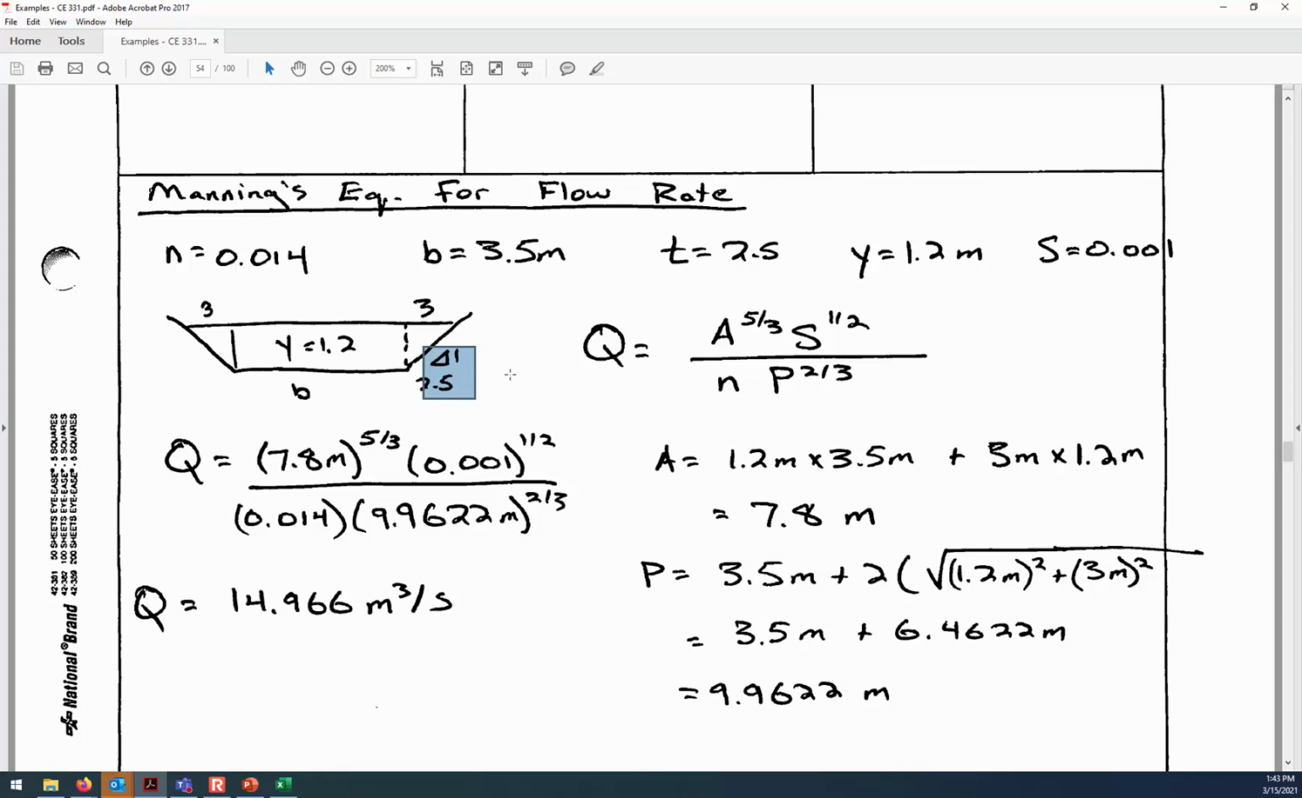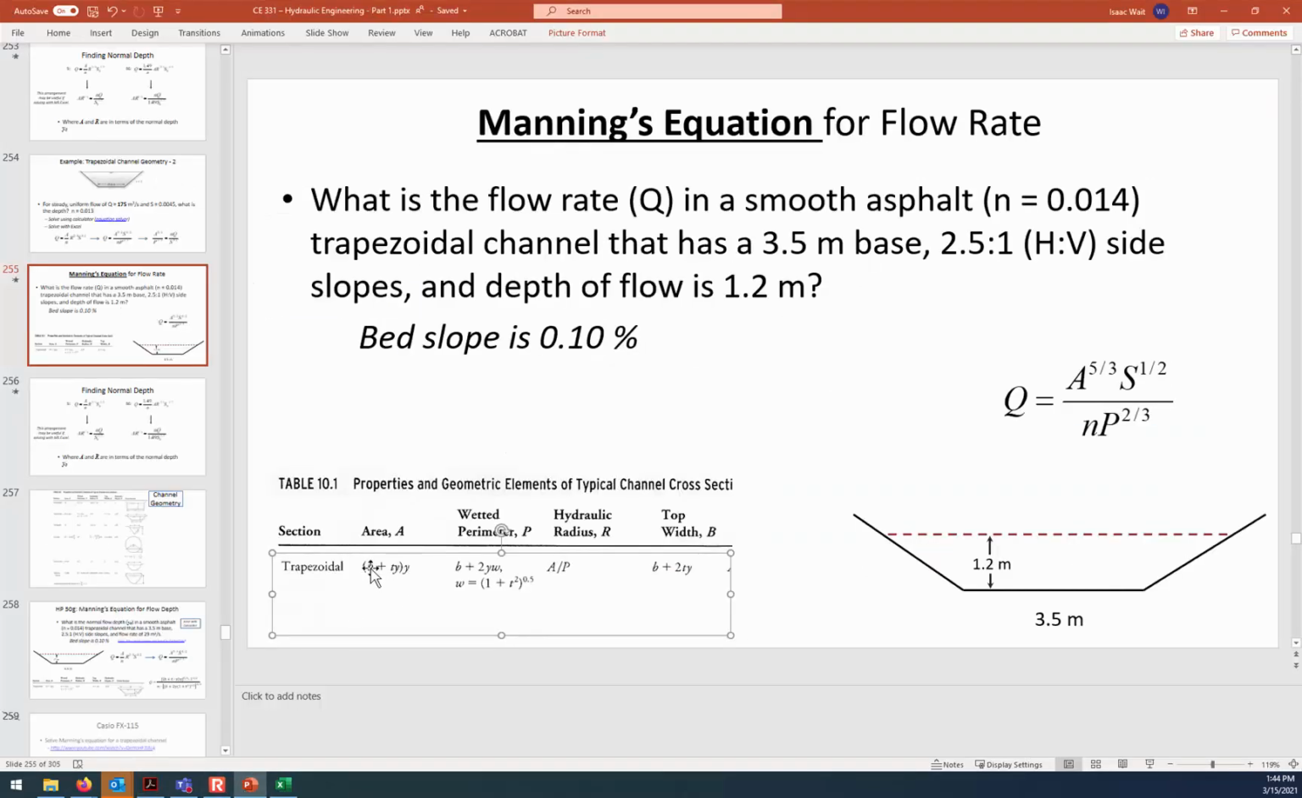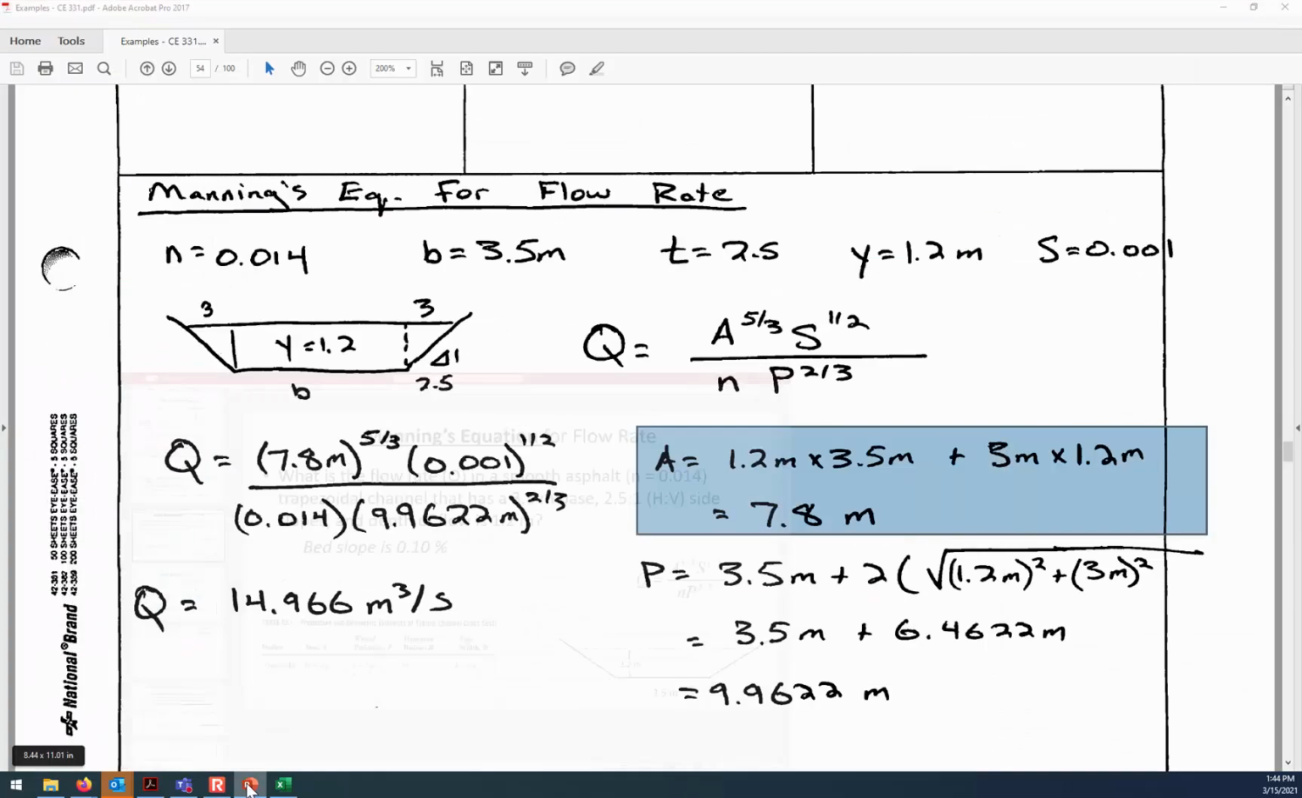and you can see the side slope is 1 unit of vertical for every 2.5 units of horizontal, then I've multiplied 1.2 by 2.5, and that gives me 3 meters on the side here. So essentially I've got the bottom width of 3.5 by 1.2 meters in height. That's one of the area components, and then the two side triangles together. This area of 7.8, that's the same that you'll get if you use this other approach of (B plus TY) times Y. You should get that the area is 7.8 square meters.